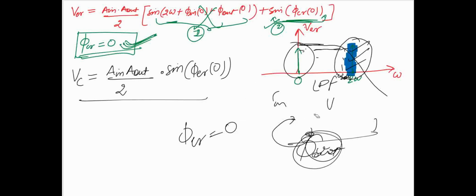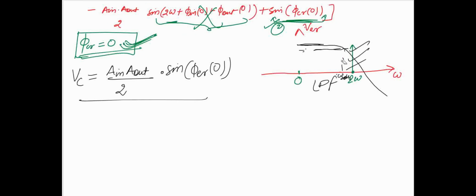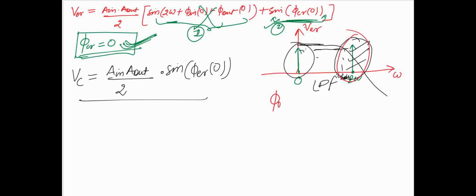Let me clear this. I hope you all understood why we used this low pass filter: to remove this high frequency component, the thing we want to remove. Now, how will you change this omega and phi out? Maybe you are thinking how phi out will change if you are changing VC according to your phi error. See, VC depends on your phi error. Then how will your phi out change?